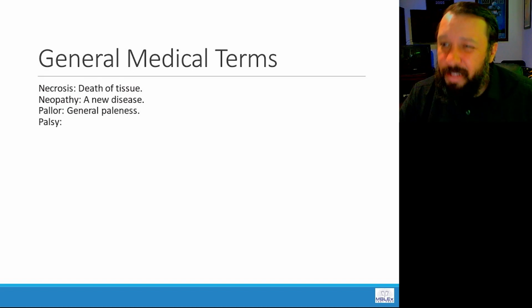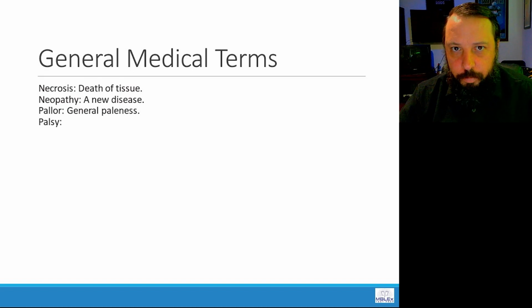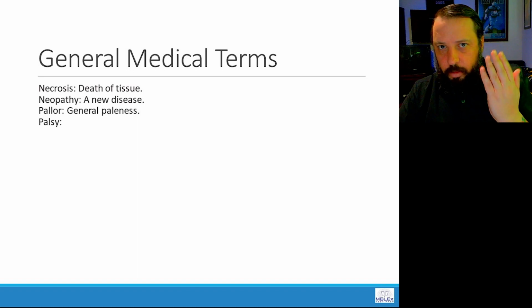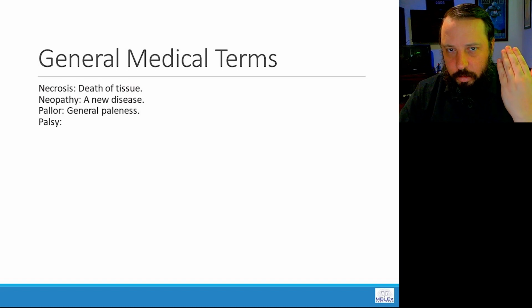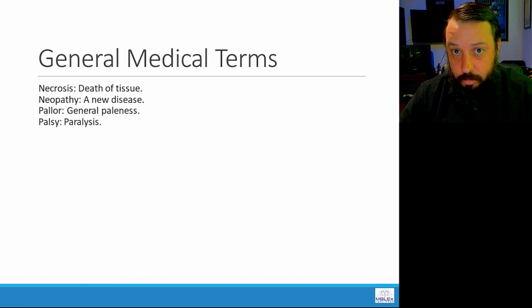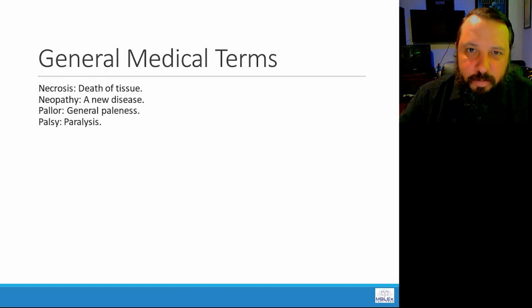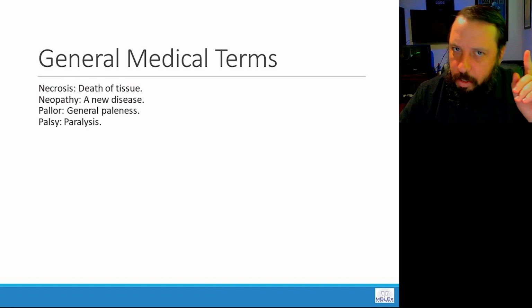Palsy, like Bell's palsy, like cerebral palsy. So let's think about Bell's palsy. Bell's palsy affects the face, right? One side of the face. What happens to one side of the face? It becomes paralyzed. Okay, so palsy means paralysis. If somebody has Bell's palsy, half of the face is paralyzed.